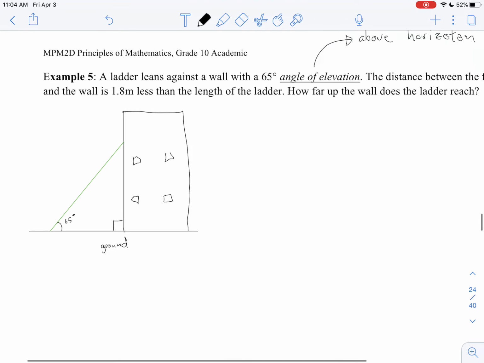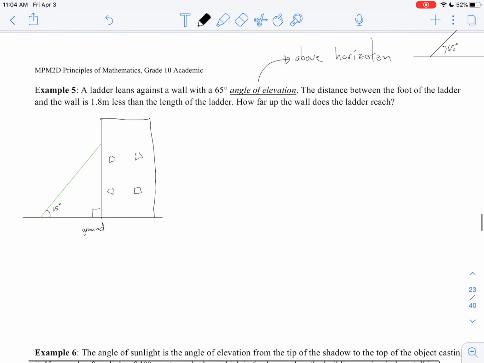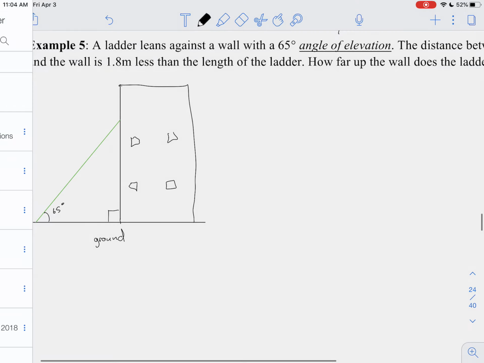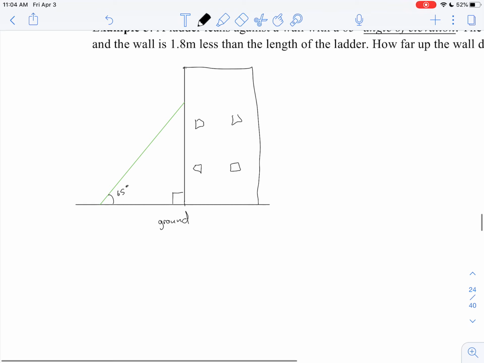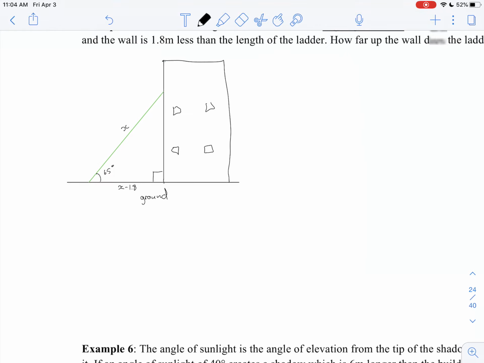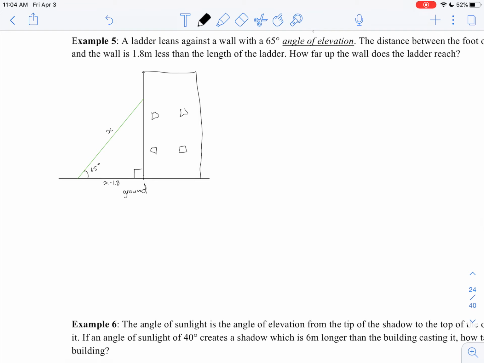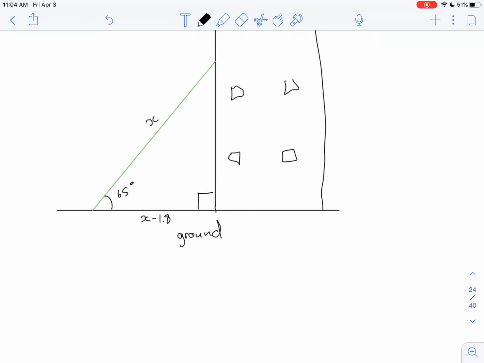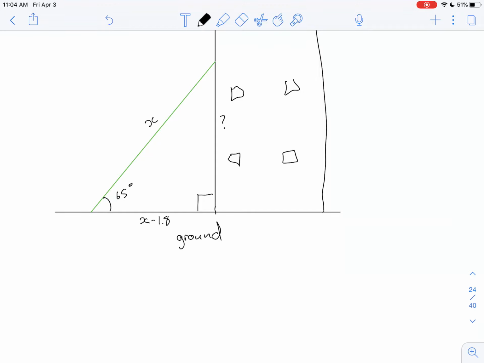And the ladder, let's see, distance between the foot of the ladder and the wall is 1.8 meters less than the length of the ladder. So if we choose to call the length of our ladder x here, then this distance between the building and the ladder down here is going to be 1.8 meters less than that, or x minus 1.8. How far up the wall does the ladder reach? So first thing we're going to do is try to solve for x. Once we have x, then we can solve for this unknown, how far up it reaches.